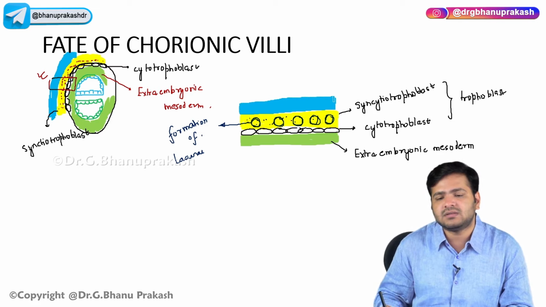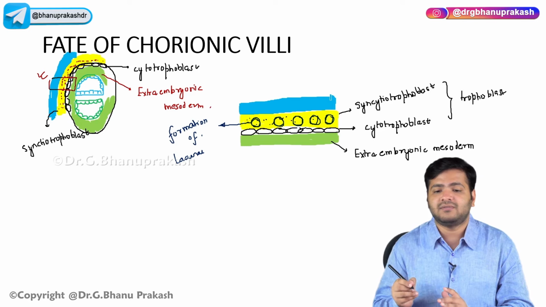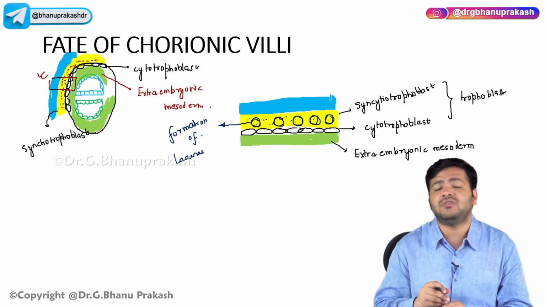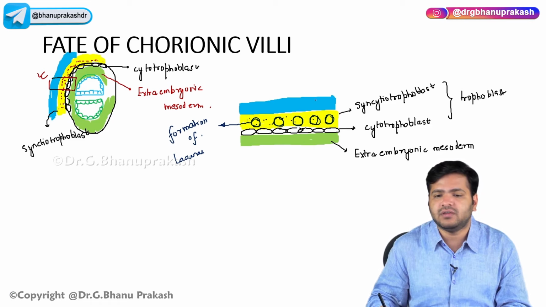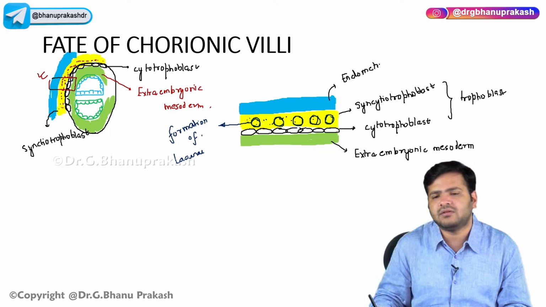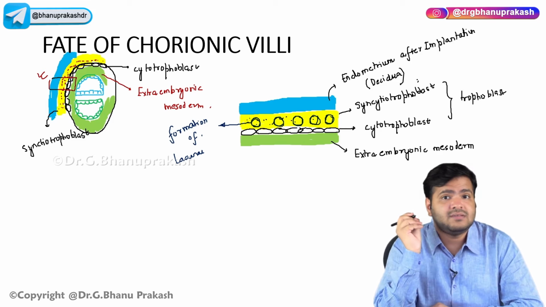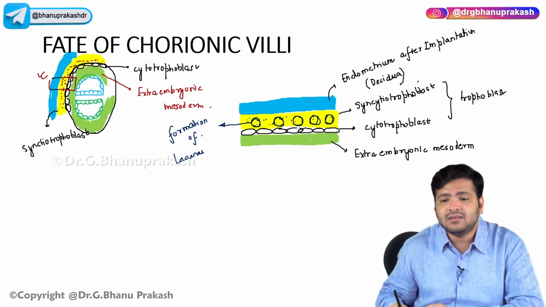After implantation of the blastocyst, the endometrium is called the decidua, right? Repeating the last line: after implantation of the blastocyst, the endometrium will now be called the decidua. This is the decidua which you can see over here. Endometrium after implantation is the decidua. Now this decidua or endometrium will contain blood vessels.